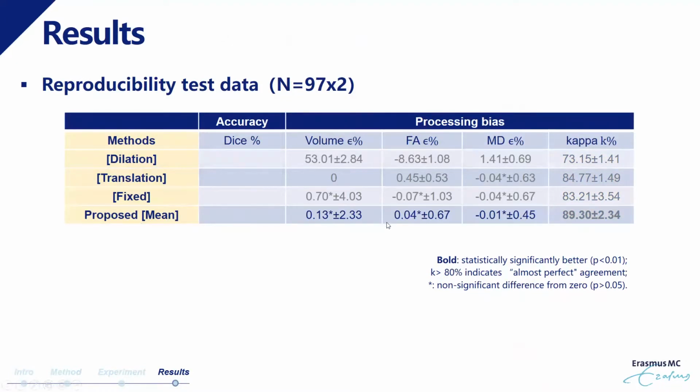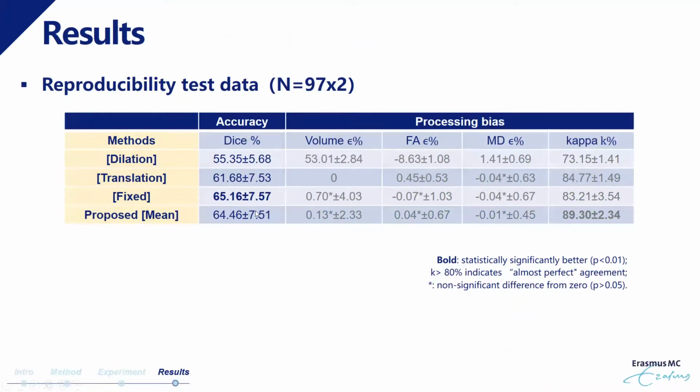Second, the reliability of the proposed method is also corroborated by the subtle variation in the determined imaging biomarkers. The percent variation of tract-specific volume, fractional anisotropy, and mean diffusivity measures all had non-significant difference from zero, and were numerically smaller than that of the fixed method.